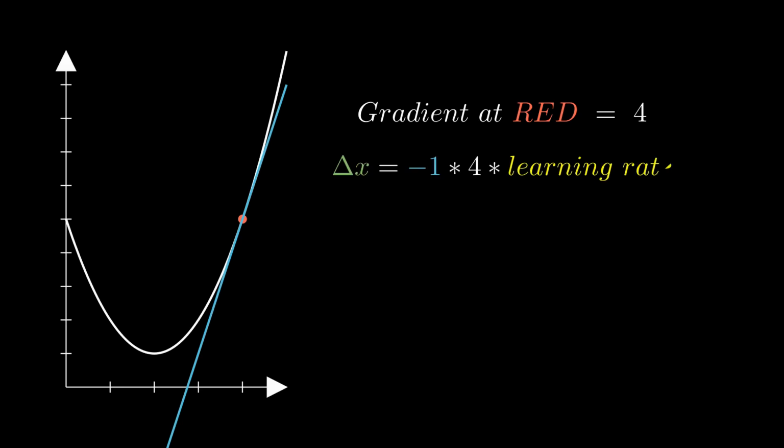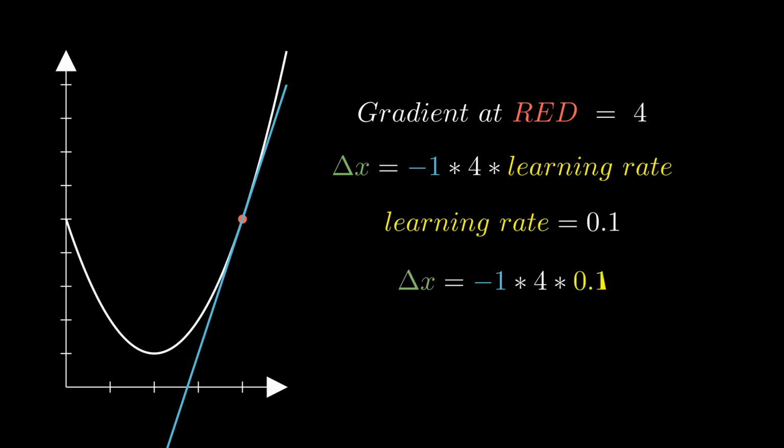We can take the gradient at the position of the red dot and adjust our input by the negative gradient and by some learning rate. We'll have our learning rate set to 0.1. And then we take a step by some delta x. If we repeat this a few times, we can move closer and closer to the minimum.